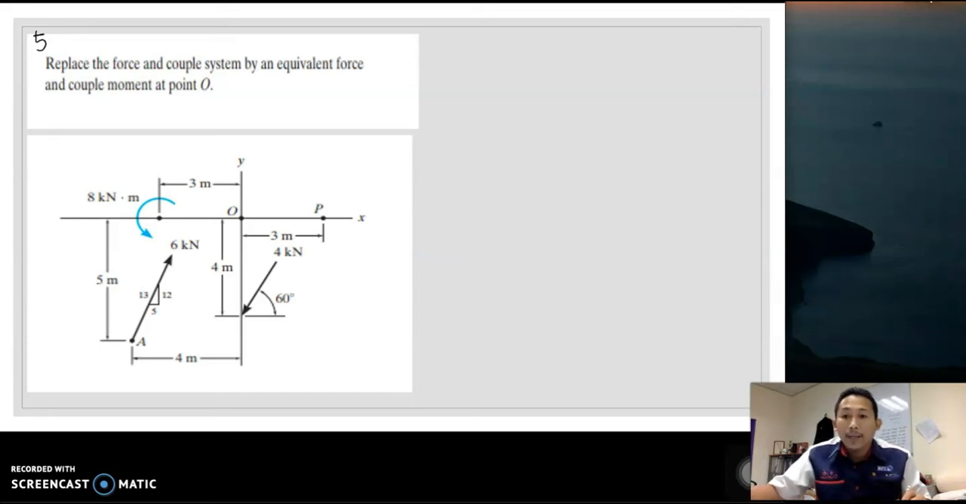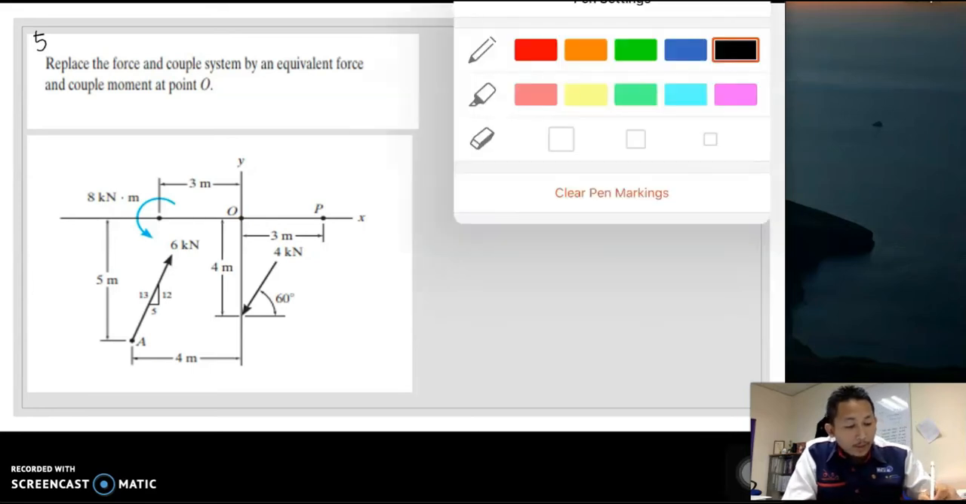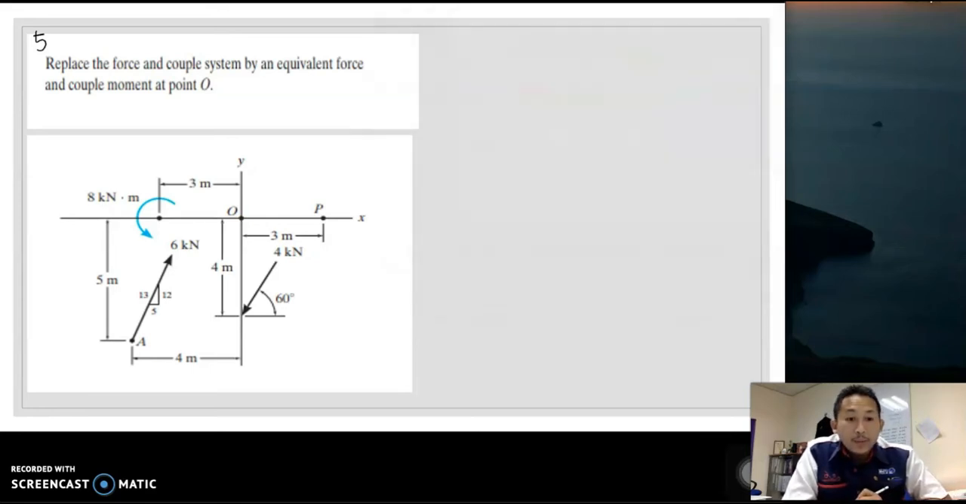Replace the force and couple system by an equivalent force and couple moment at point O. Okay, it is quite confusing. So we need to calculate at point O. Okay, so this is our point O. So what should we do?